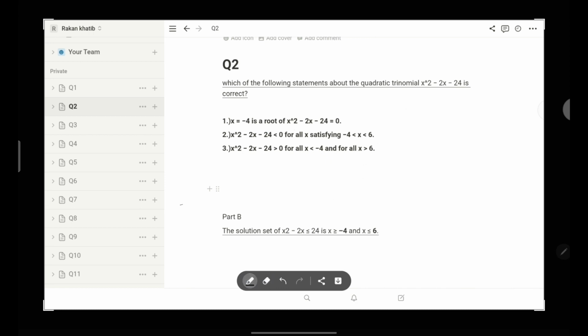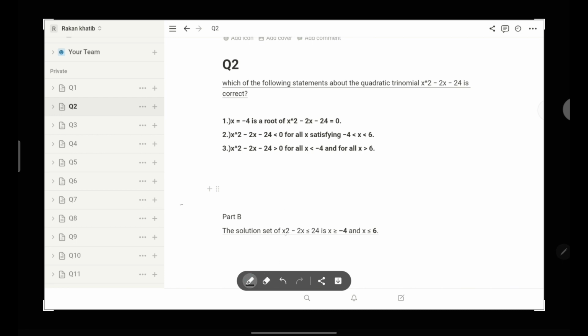And finally, we're gonna do the third one. The equation is greater than 0 for all x smaller than -4, or all x greater than 6. So get a number smaller than -4, let's say -5, or a number larger than 6, for example 7. We just put it instead of x, and if it's greater than 0, then the option is correct.